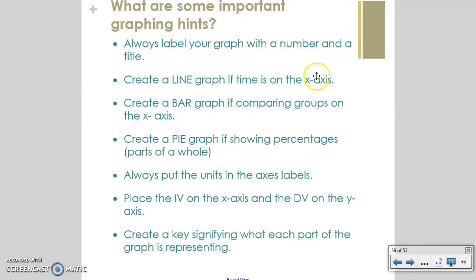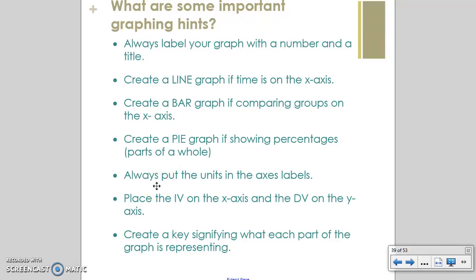The second type is a bar graph. And we'll use a bar graph whenever we're comparing groups or individual items on the x-axis. And the last one is using a pie graph when we're showing percentages or parts of a whole. For example, 50% out of 100 of the students liked going on the field trip.